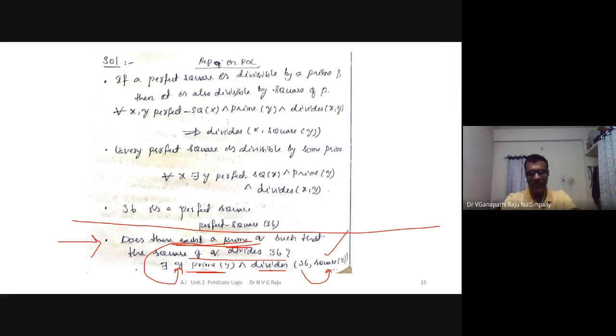Please make it fast. Then we will start the solution. Till now we have represented just whatever sentences they have given in the form of FOL. Now we will start our problem. Yeah, completed?